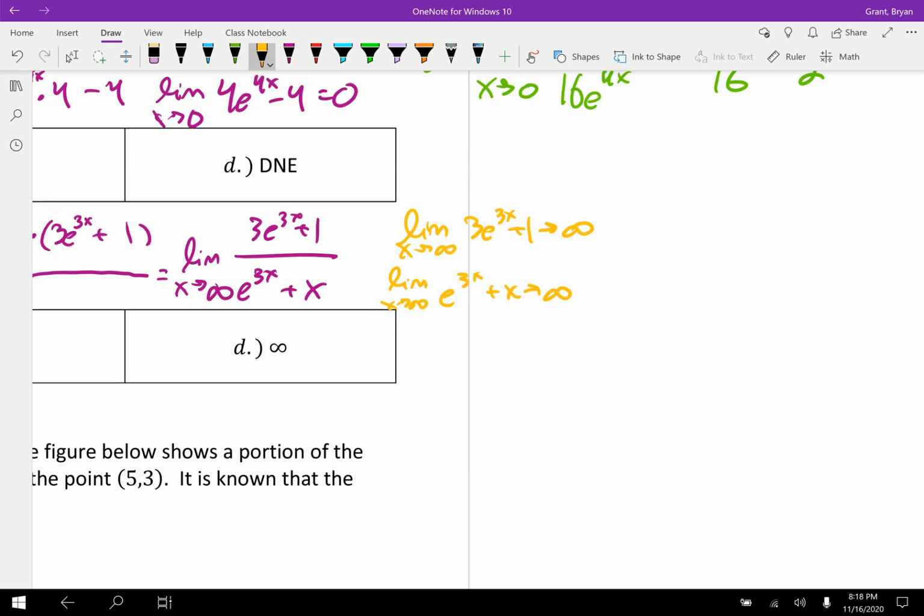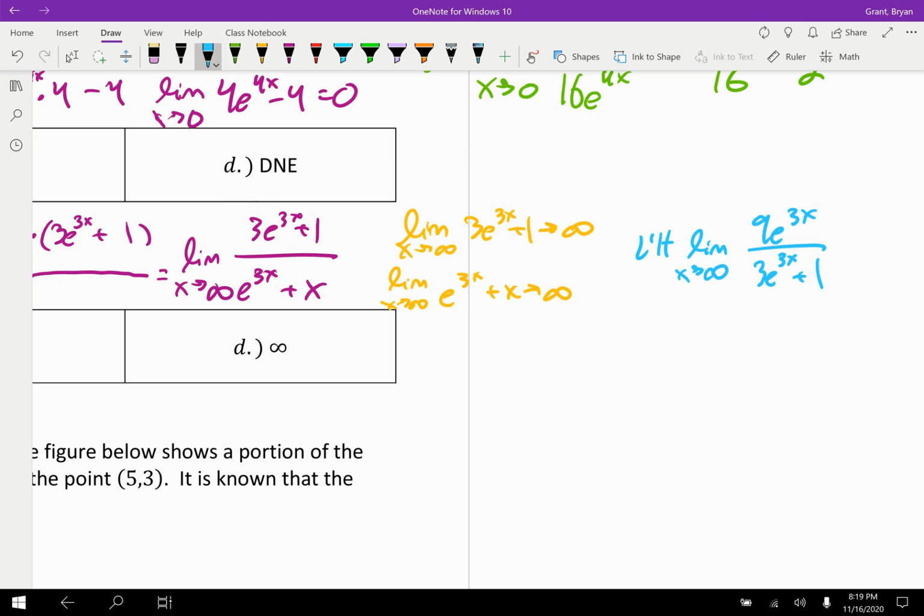So we should probably use L'Hopital's rule one more time. How exciting! The limit as x approaches infinity, the numerator becomes 9e to the 3x, and I think you'll be able to see why with that extra 3 coming down, and the denominator is 3e to the 3x plus 1. Oh my gosh, do we have to keep going?